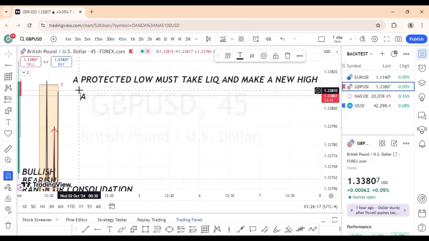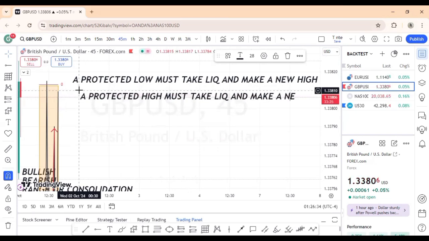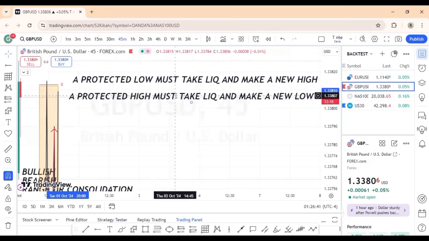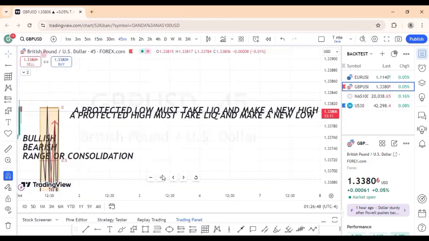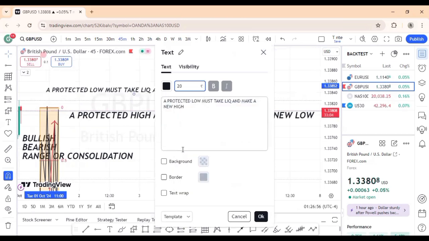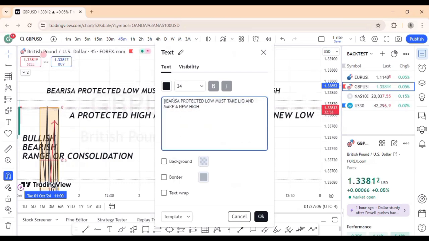Now, a protected high must take liquidity and make a new low. All right, so these are the two things I want you guys to note. Now, these two instances are for two distinct scenarios, right? This first scenario occurs when the market is what? Bearish. Sorry, when the market is bullish.